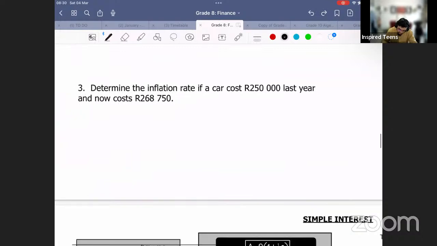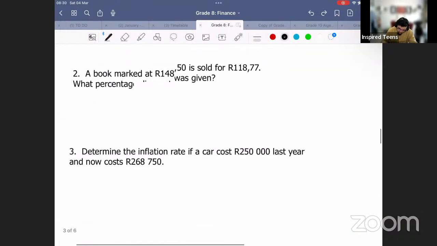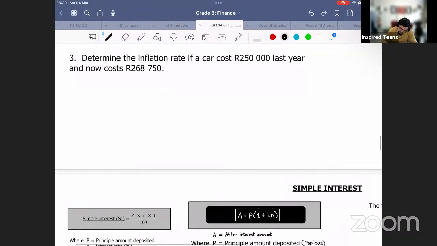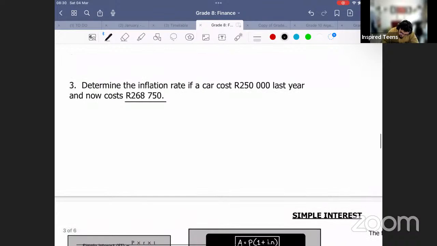Okay, determine the inflation rate of a car. You guys can do number 2 on your own. Determine the inflation rate if a car cost 250,000 rand last year and now it costs 268,750. So inflation rate is a percentage increase. Okay, so remember, percentage increase in this case is equal to bigger minus smaller over smaller.